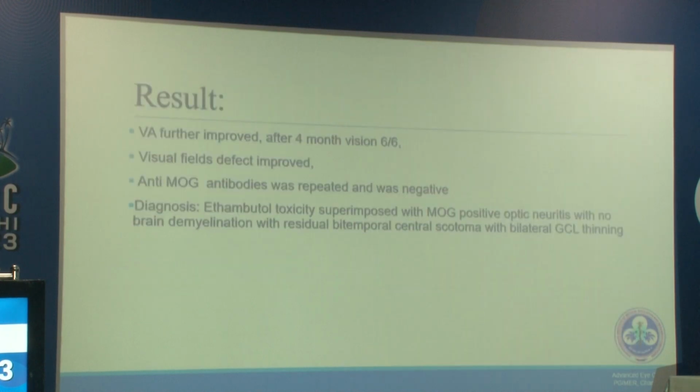So what happens after 4 months? We are following her, treating her for MOG antibodies. We stopped her ATT. The visual acuity further improves, and after 4 months, she reaches almost 6/6. So she presented with counting finger in both eyes and reaches 6/6. The visual fields just have a central scotoma. The anti-MOG antibodies were repeated, and they were negative. So basically, she had an ethambutol toxicity initially, which was superimposed with MOG positive optic neuritis with no brain demyelination. She does have these central scotomas, but yes, these have decreased as compared to the initial presentation.